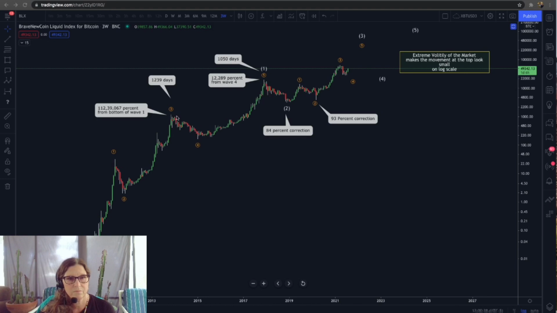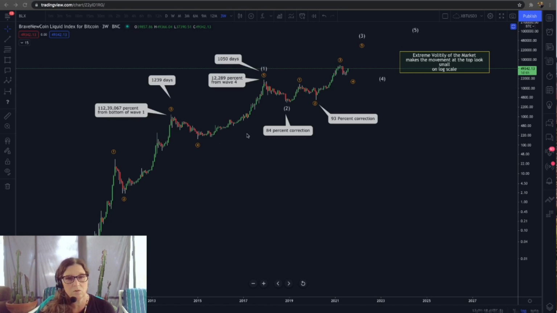This third wave was gigantic. It was 112% from the bottom of wave 1. And it took 1,239 days. Now this wave from 4 to 5 looks like a bigger wave. But it was only 12,289% from wave 4. And it took 1,050 days. So that's why I am labeling it this way, as this is our primary wave 1.